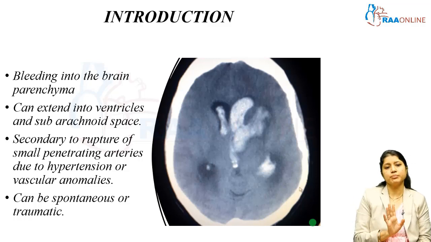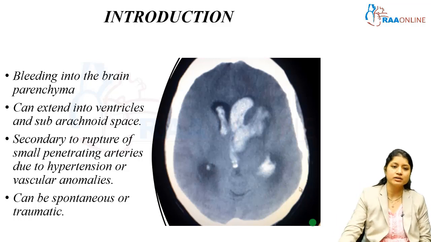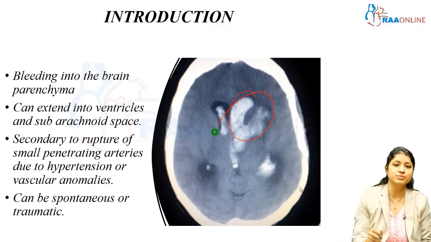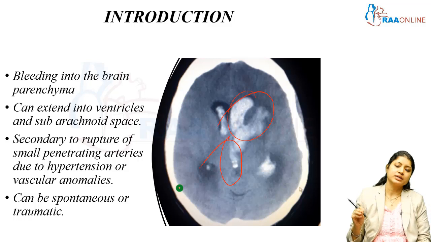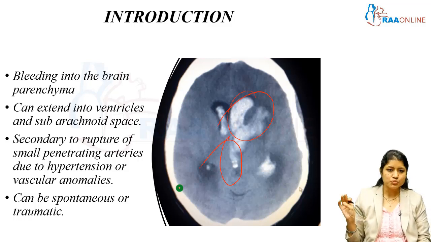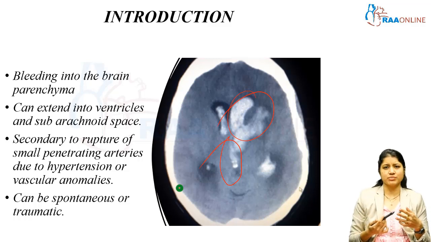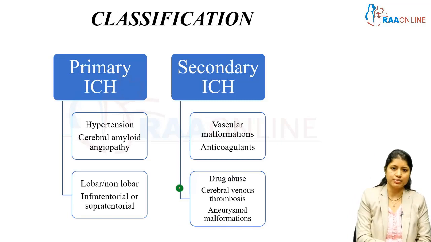It is basically bleeding into the brain parenchyma, and this bleeding can extend into the ventricles as we see here, as well as into the subarachnoid space like we see here. It can be secondary to the rupture of small penetrating arteries, either due to hypertension or vascular anomalies, or it can be spontaneous, or secondary to trauma, like traumatic intracerebral hemorrhage.